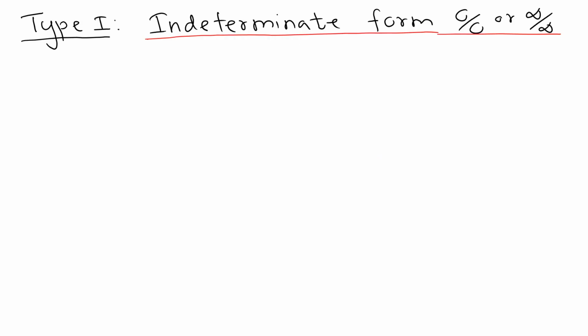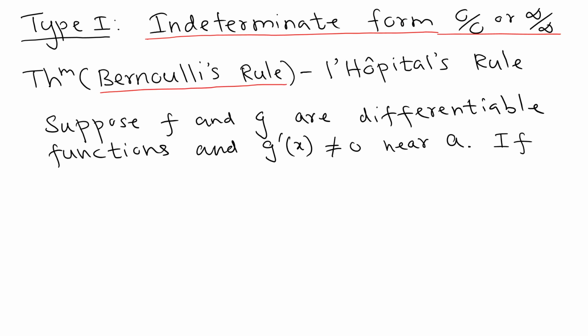Type 1 is a type 1 indeterminate form, that means 0 over 0 or infinity over infinity. That's the most common one. When you have any other types, we try to bring it to one of those forms. So let's look at the result, what we call the Bernoulli rule or L'Hopital's rule.